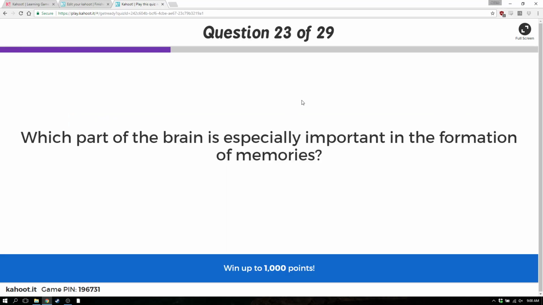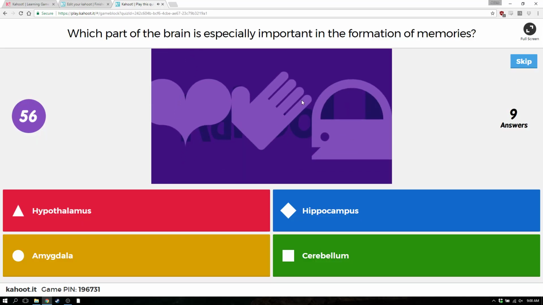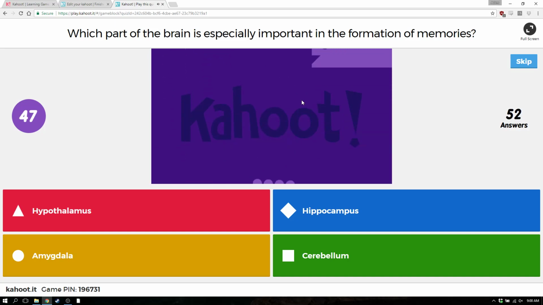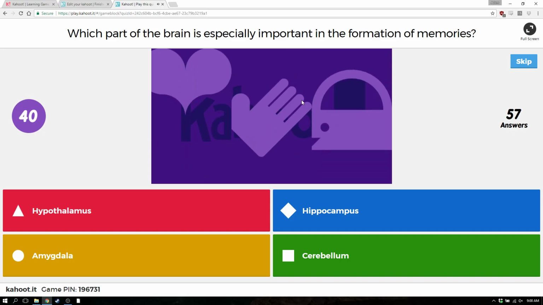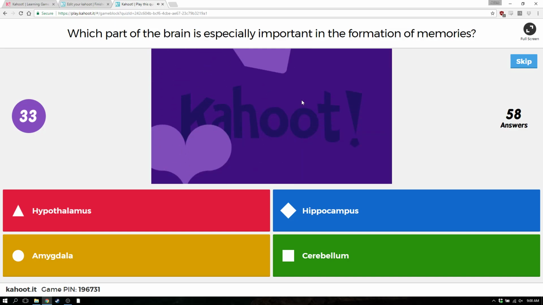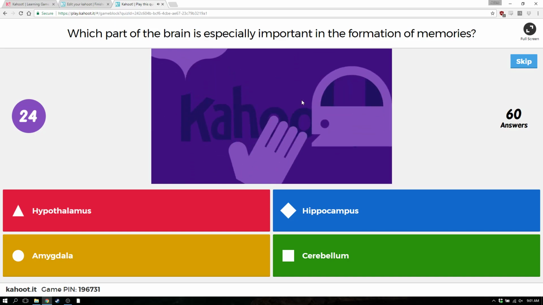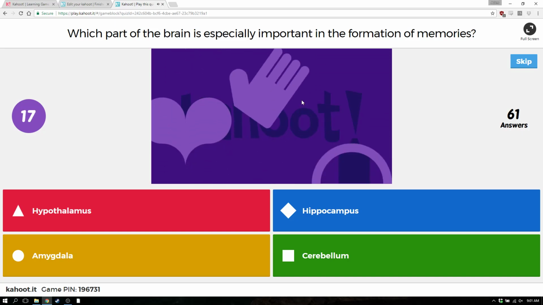Which part of the brain is especially important in the formation of memories? Like the fond memories you'll have of physiology. At least if you learn nothing else today, you'll know what magic mushrooms contain.